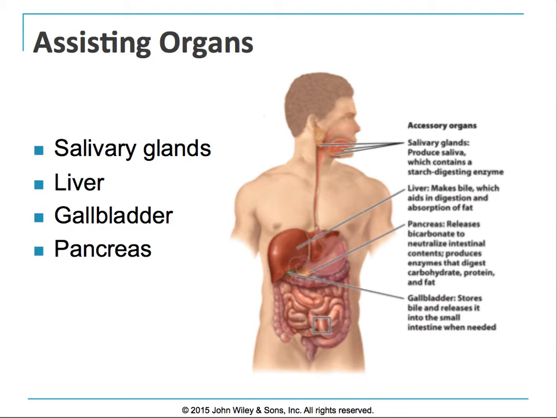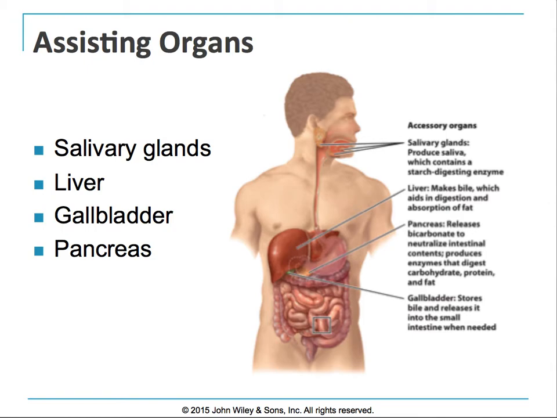Assisting organs. So these are organs that aren't necessarily major players in the digestive system, but they are really important to making sure that the digestive system is able to work properly. So we have the salivary glands. These are located in your mouth and at the top of your throat, and they produce saliva, which contains a starch digesting enzyme called amylase that we'll talk about later.